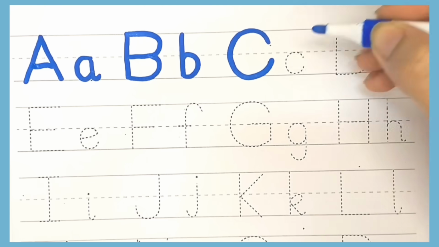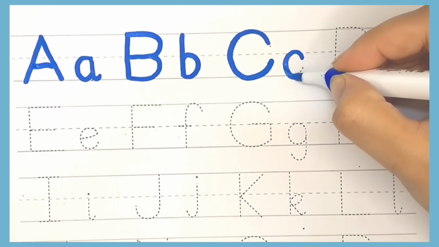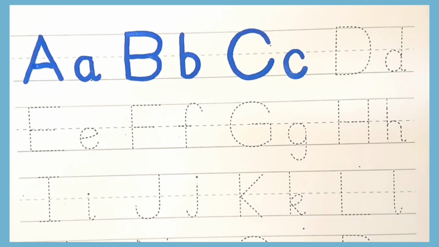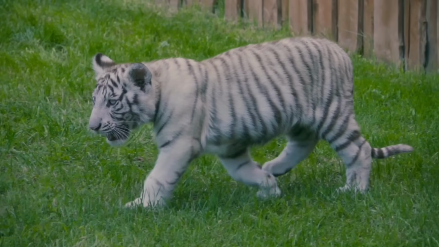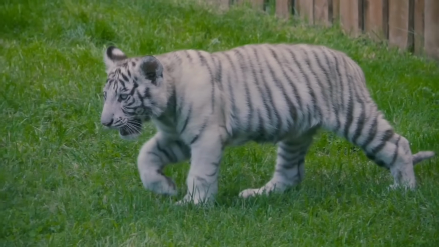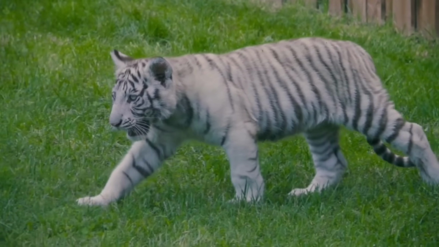Capital C, small c. C for cat. A cat is a small animal. Cats like to drink milk.